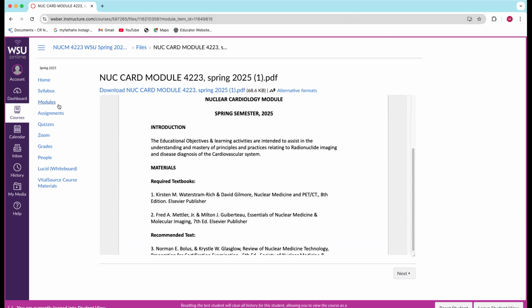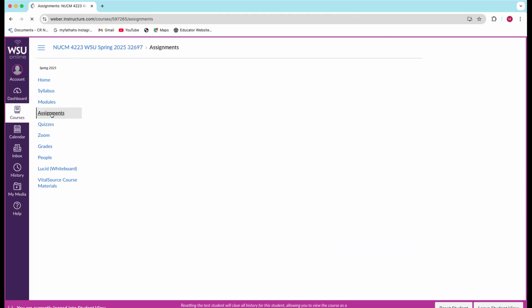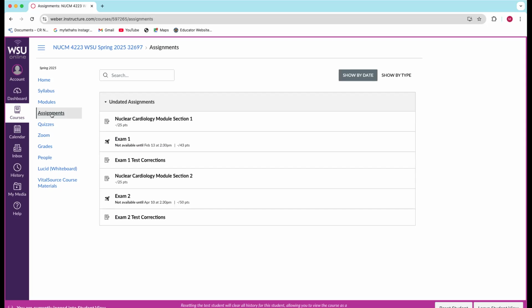Okay, so let's move on to the section that says assignments here. Under assignments, this is going to have a place for you to hand in all the things that you'll hand in. So here's your nuclear cardiology module section 1. You're going to hand in section 1 as a document, and then you're going to hand in section 2. So remember, section 1 has A and B, and then section 2 has A and B as well, right? So those you'll hand in.